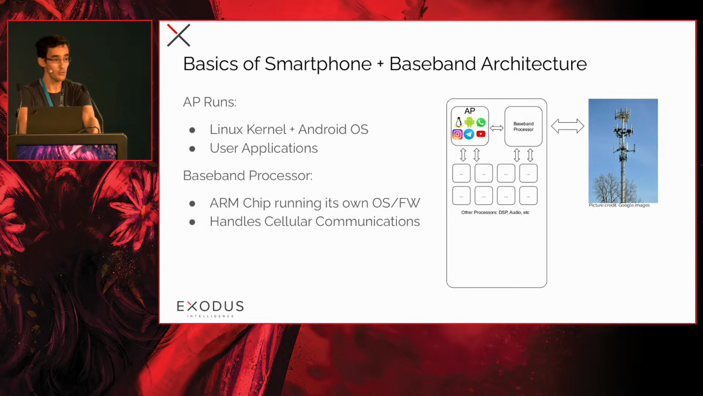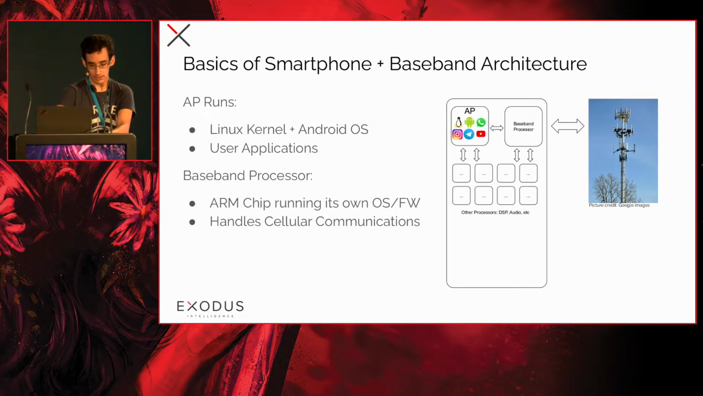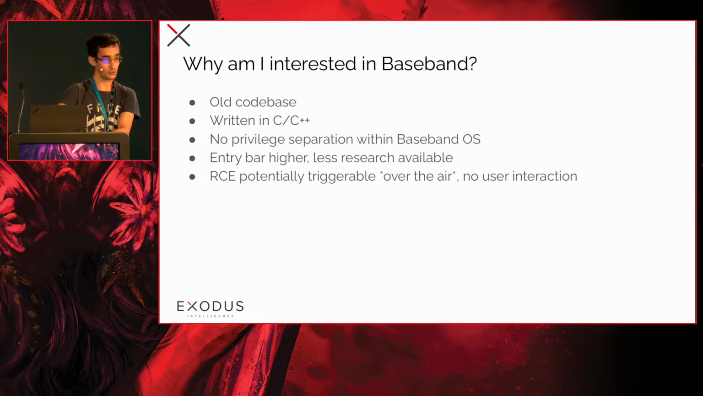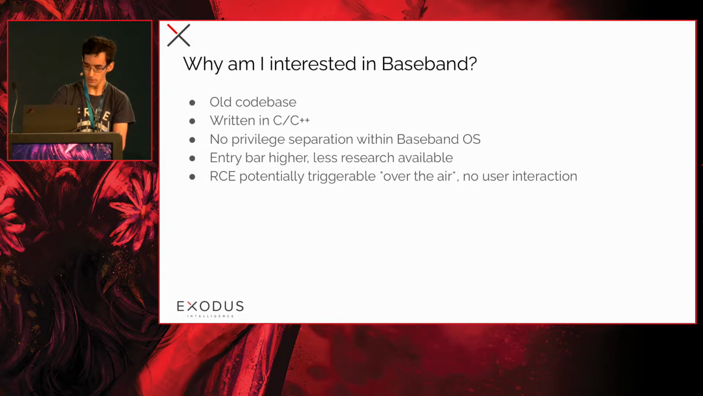As you probably know, the baseband processor is the one handling cellular communications with cell phone towers. Why is this interesting to us? Why is this interesting to me particularly? Because this is a pretty old code base and it's actually written in C and C++, which, as you might know, can bring a lot of bugs.